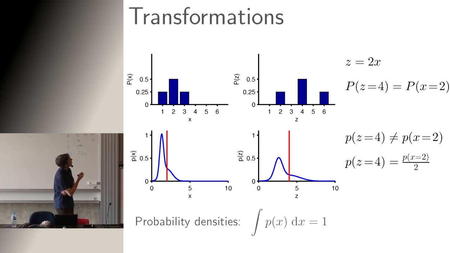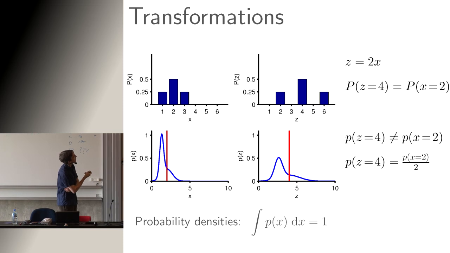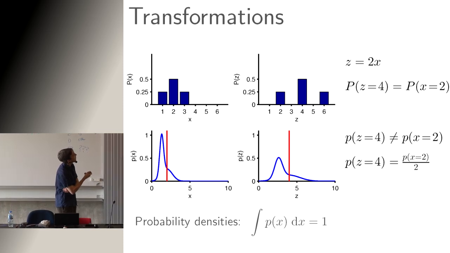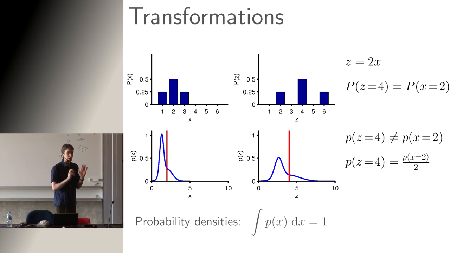And these bars just get stretched out. They stay the same height. They're a quarter, a half, a quarter. And the probability that my new variable z is 4 is just the probability that the original variable was 2, because if my original variable was 2, then when I double it, I'll get 4. And so that middle bar moves from 2 to 4. So transforming discrete variables is straightforward and obvious.